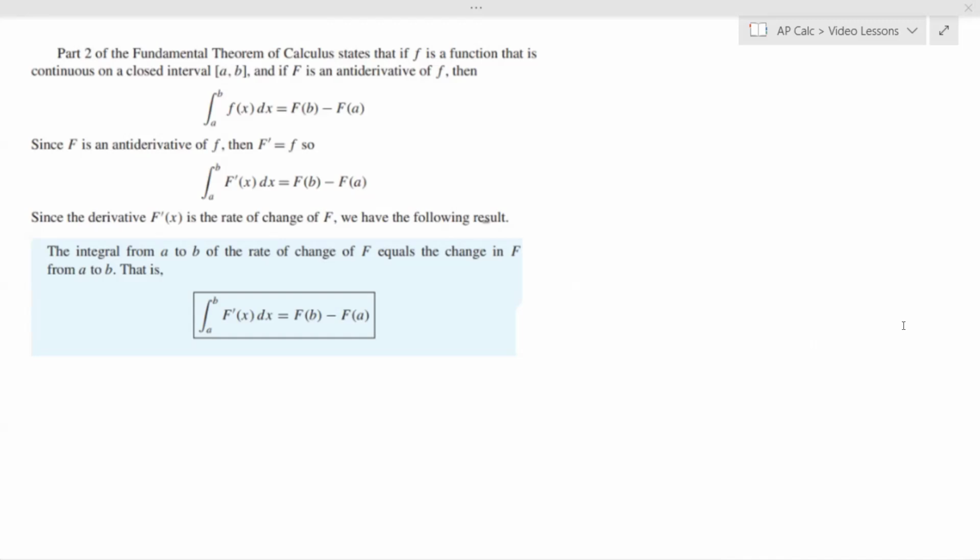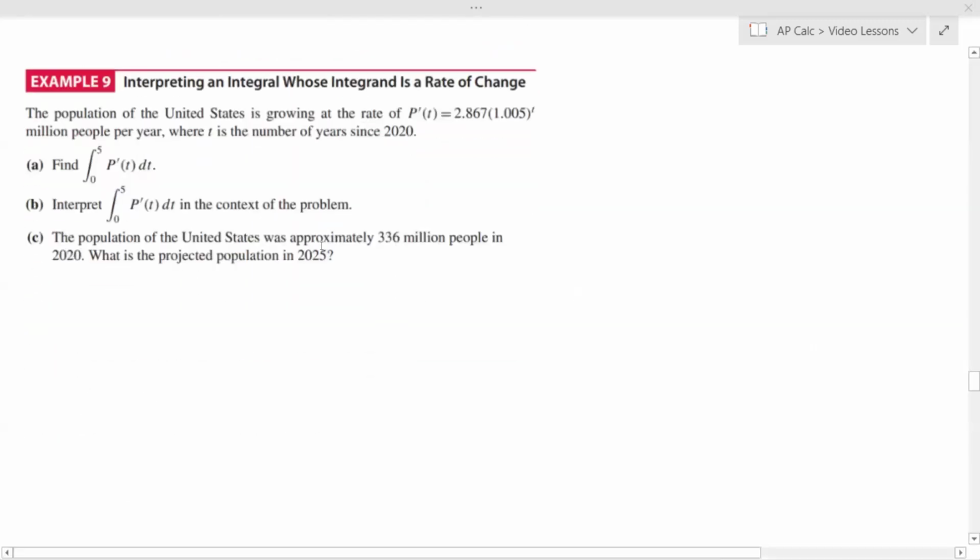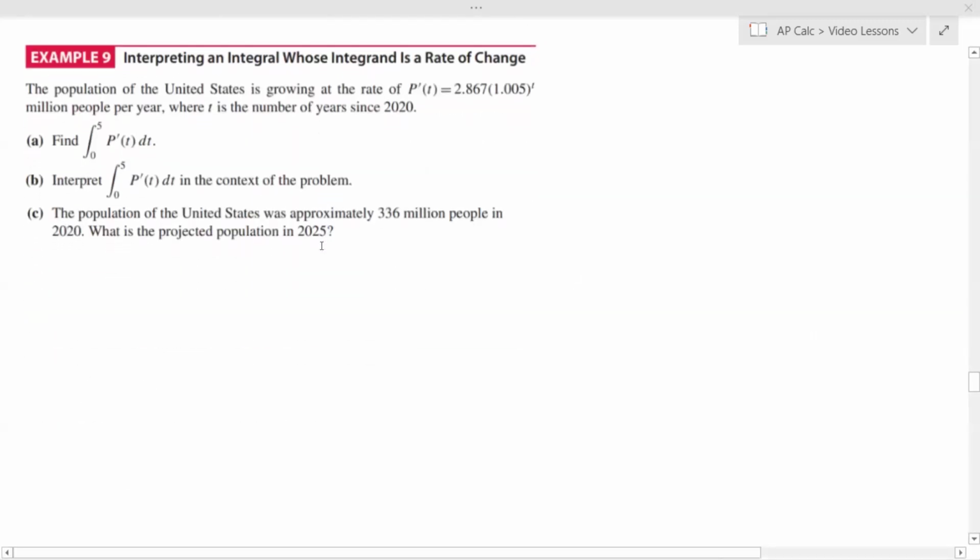Okay, so let's look at an example here. We have an integral, or interpreting an integral whose integrand is a rate of change. So the population of the US is growing at a rate of p prime, which is given there, million people per year. We have some units where t is the number of years since 2020. Part A, we want to find the definite integral from 0 to 5 of p prime of t.